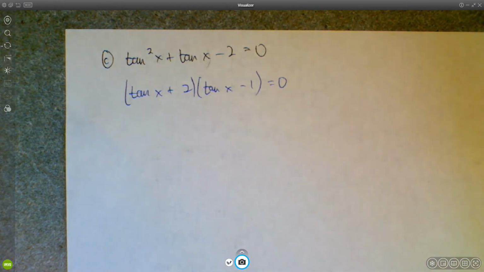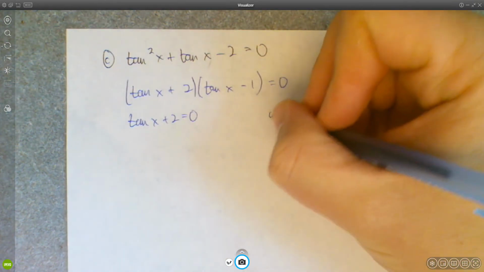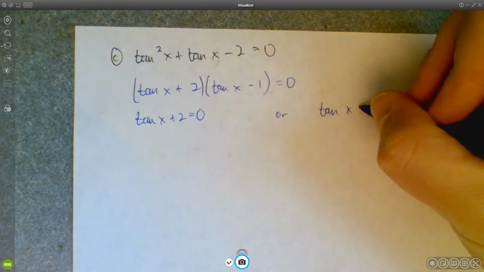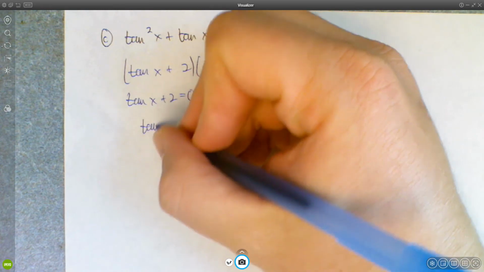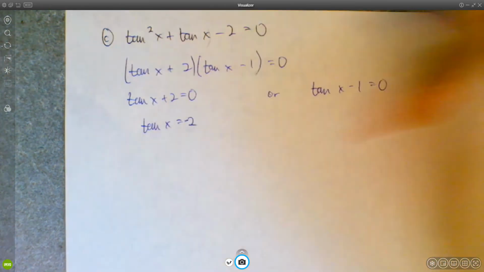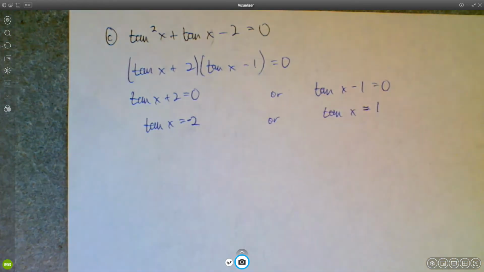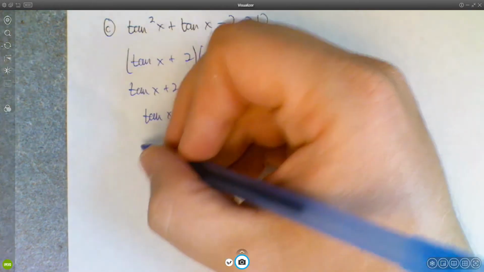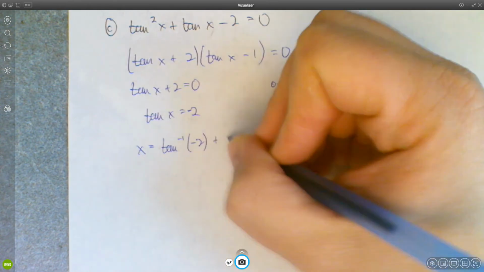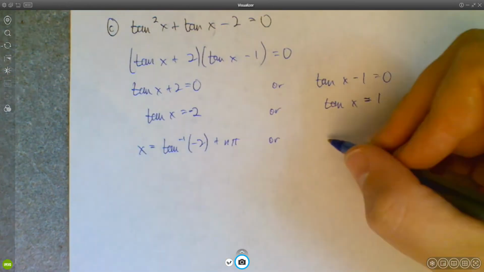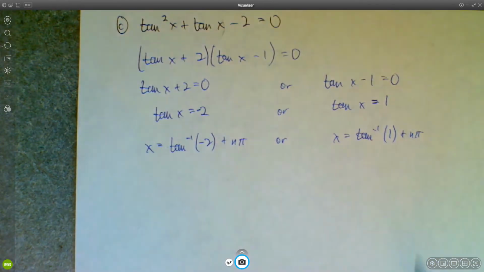So now I'm going to apply the zero product principle, right? Say tangent x plus 2 equals 0, or tangent x minus 1 equals 0. So I'm going to get tangent x equals -2, or tangent x equals 1. Okay, so this means that x equals tangent inverse of -2 plus n pi, or x equals tangent inverse of 1 plus n pi.